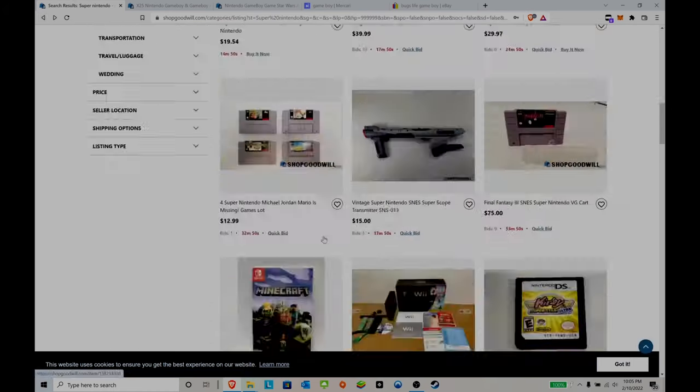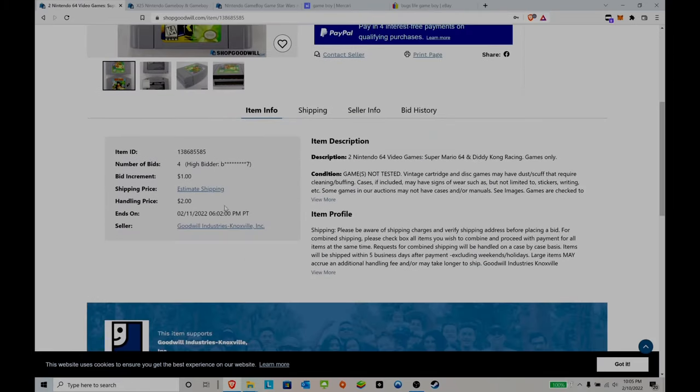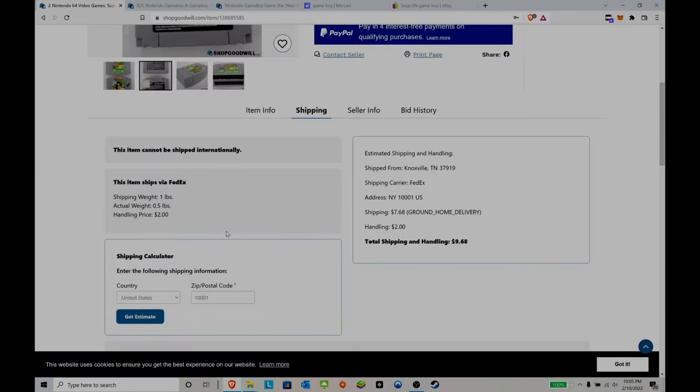Let's see if I can find another one. I've seen some really mixed prices when it comes to shipping. That's when you've got to estimate it. Let's just put 10001. Let's go to Manhattan. Looks like it's going to be $9.68. So you're definitely not going to find any free shipping on Goodwill. But if you can find a good enough deal, it might be worth it.